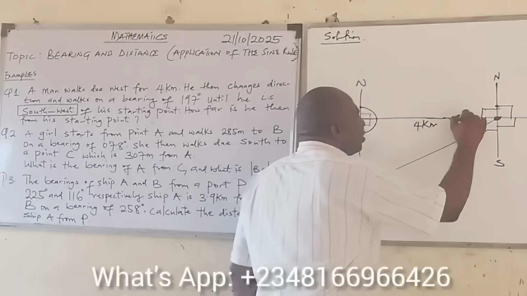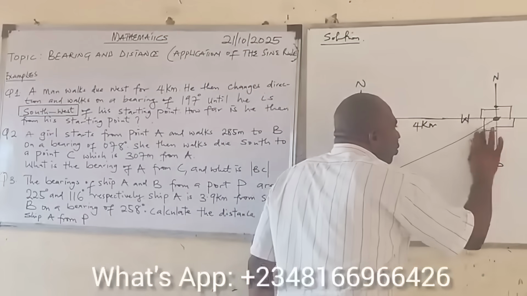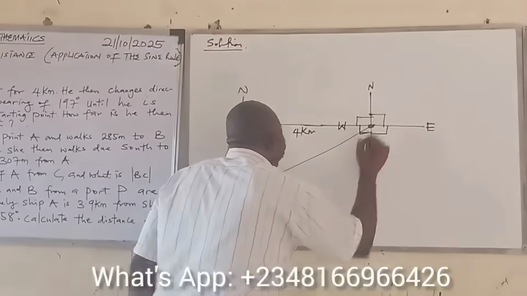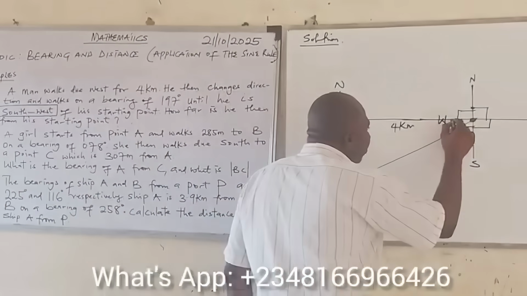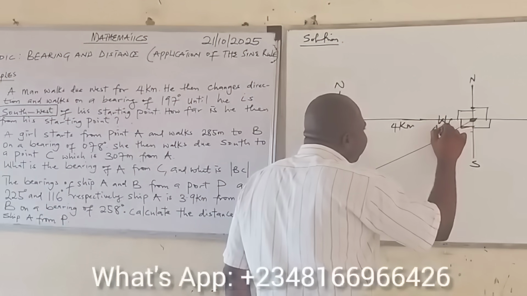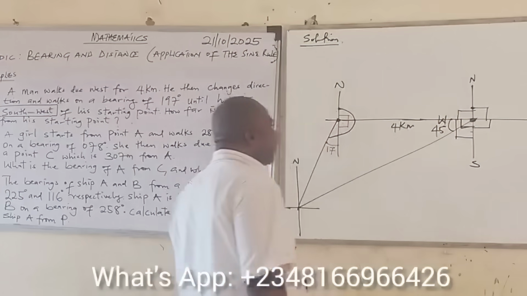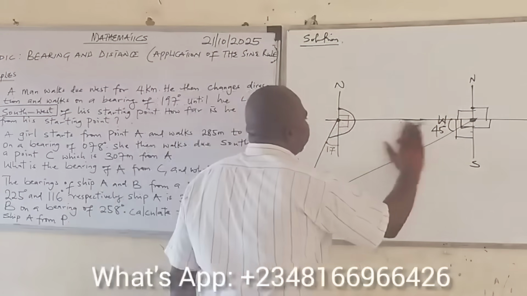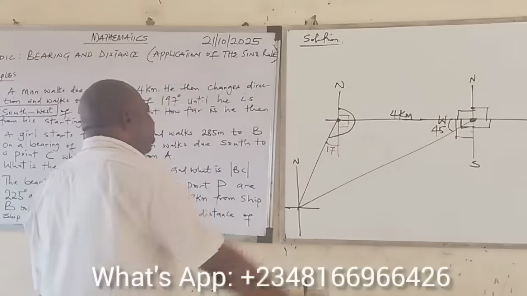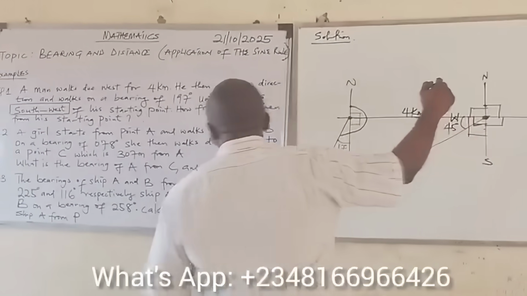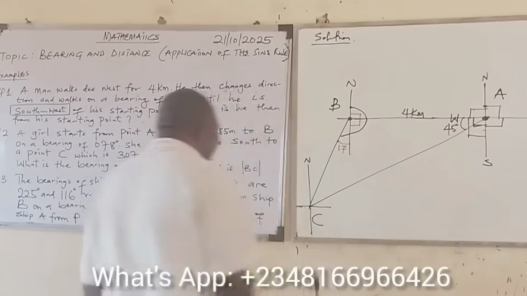Here we said this is west, this is north, south, west, and east. Because they mention southwest of the starting point, we take this to be 45 degrees, because the whole of this is 90 degrees. So this angle is 45 degrees. Now let's take this 4 kilometers up. Here we have 4 kilometers. This is the starting point. Let's call the starting point A, this point B, and here we have C.